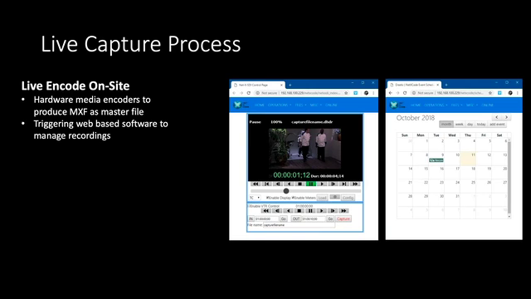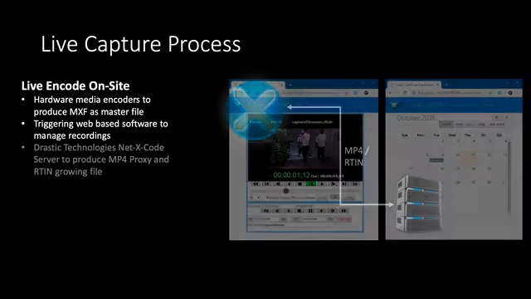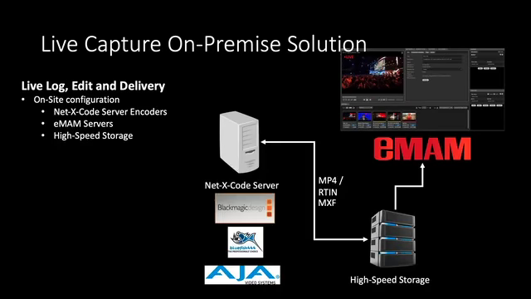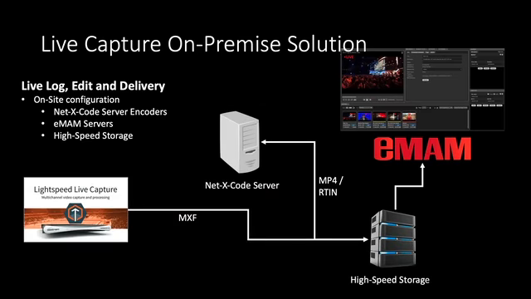Put in some metadata, and then again, that goes into the eMAM system. And then, as we mentioned, the Drastic Xcode server creates that R10 file for us to produce. So again, this is where that hardware is in that server. The codecs are created, and then the eMAM system reads those.